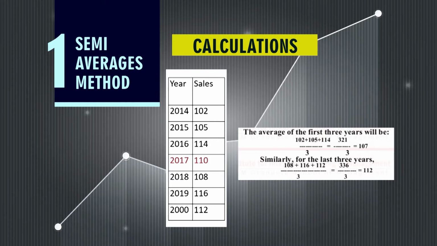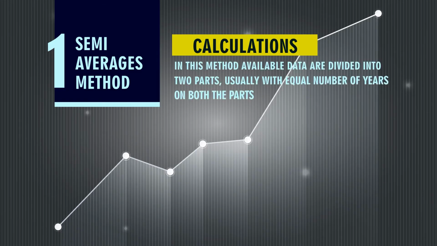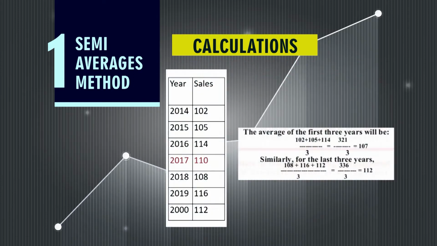So what we have done in this method is that the available data are divided into two parts, usually with an equal number of years in both parts. The average of the first 3 years will be 102 plus 105 plus 114 divided by 3, which comes to 321 divided by 3, and the answer is 107. Similarly for the last years it is 108 plus 116 plus 112 divided by 3, which comes to 112. So this is the way of calculating the semi-average method.